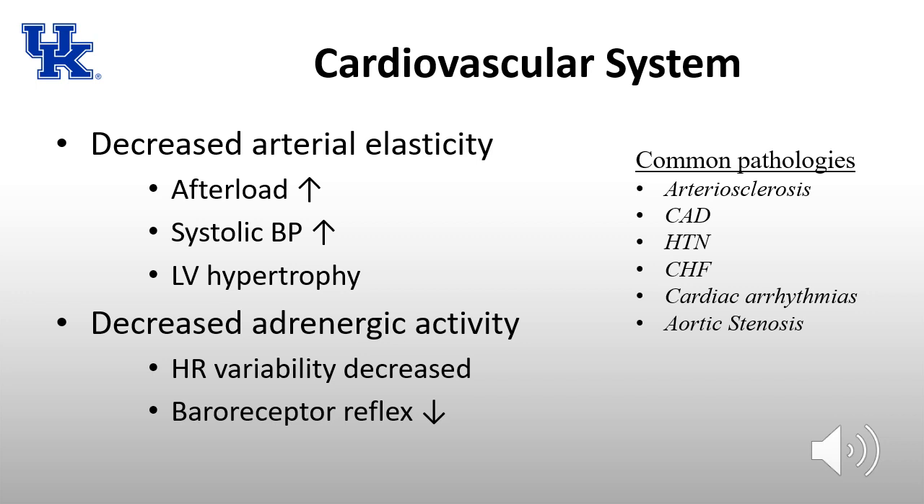The fibrosis of the conduction system, cardiac arrhythmias, commonly atrial fibrillation or atrial flutter, but you also may see bundle branch blocks and higher degree arrhythmias. And we talked about the higher incidence of aortic stenosis in geriatric patients.